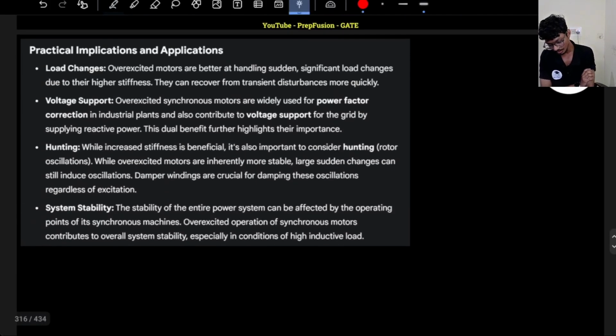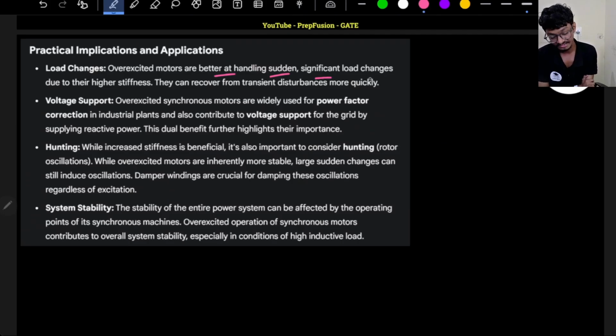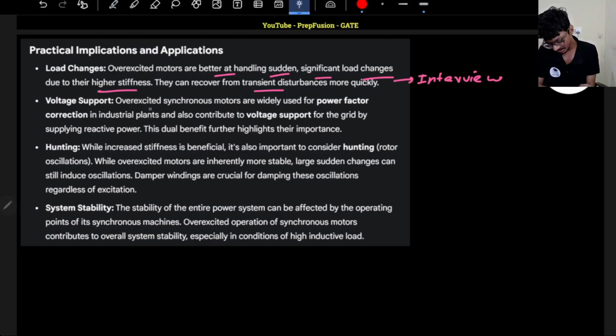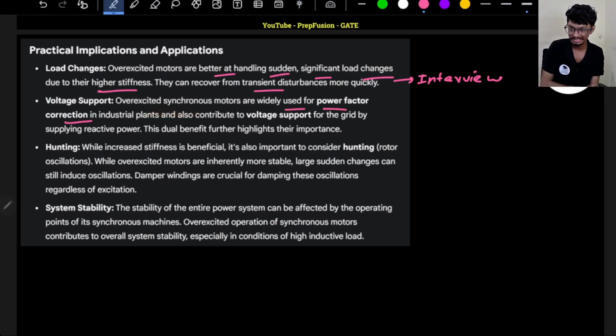So overexcited motors are better at handling sudden significant load changes due to high stiffness. They can recover from transients. This can be an interview question, and it can be asked in GATE as well as a theoretical MSQ. Overexcited synchronous motors are also widely used for power factor correction. We will see this in power system, don't worry.